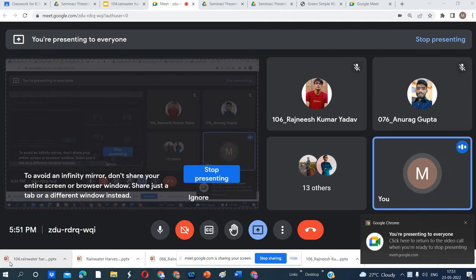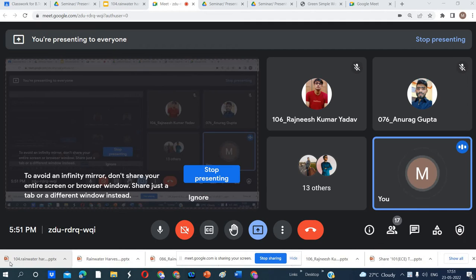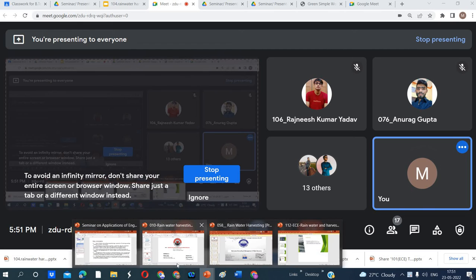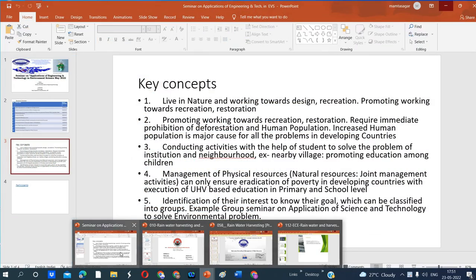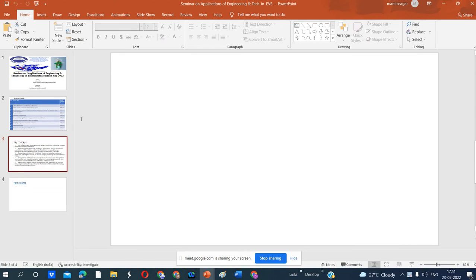Welcome you once again in the seminar activity on applications of engineering and technology in environment. So these are our key concepts.